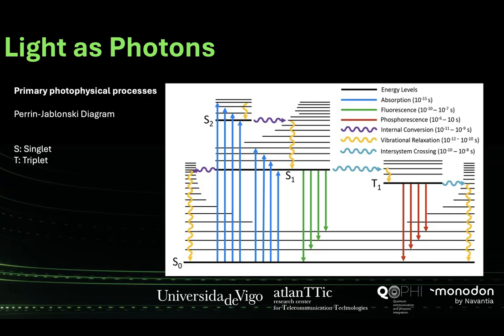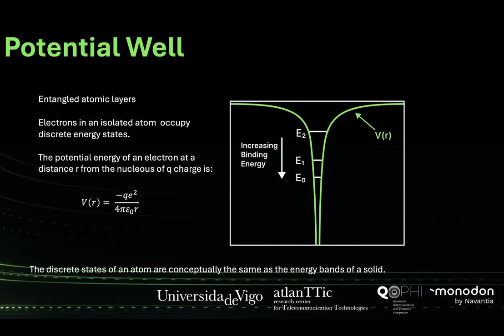These processes are fundamental in chemistry, biology, imaging, OLED displays, fluorescent materials, and quantum optics. The key idea is this: once matter absorbs light, many pathways become possible, and engineering those pathways is the essence of photonics. Now we move deeper into the semiconductor physics.